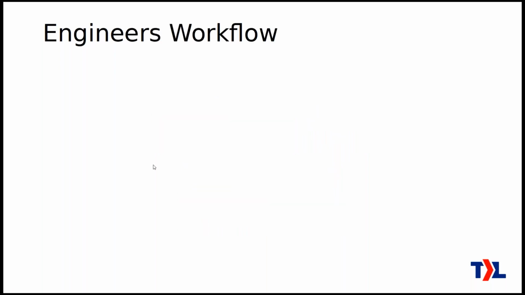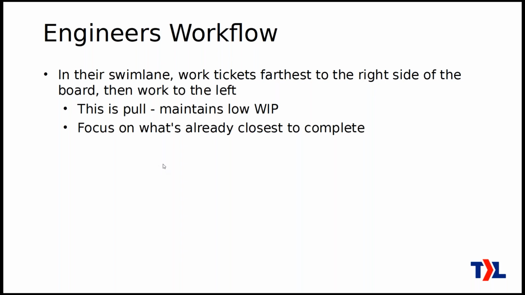Now, as far as the engineers go, I'll just do a quick review. In their swim lane, they're going to work tickets farthest to the right side of the board and then work towards the left. So if there's something in acceptance or review, QA, whatever sort of practice you have, if engineers are responsible for doing that sort of QA, then they're going to focus on that stuff. Whenever there's anything to do, they're going to review those things, get those moved over to completed. If there's anything started already, then they're going to focus on those things until they either move them towards the right, or maybe they bump back to the left because they're going to be waiting or scheduled or whatever.